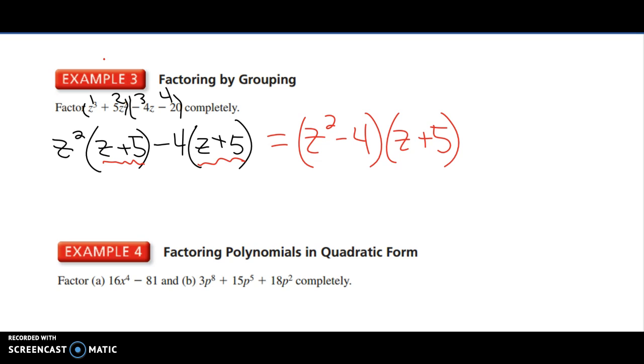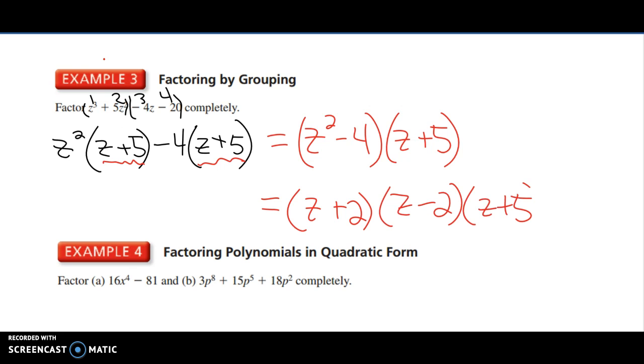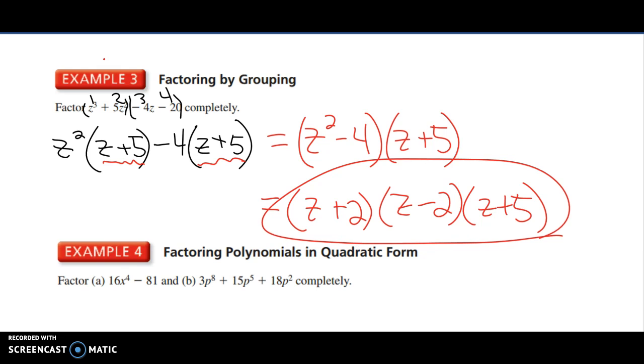And you would be done unless you could factor further. And I know z squared minus 4 factors into z plus 2 and z minus 2. And then we have z plus 5. So that's going to be my final answer for example 3.